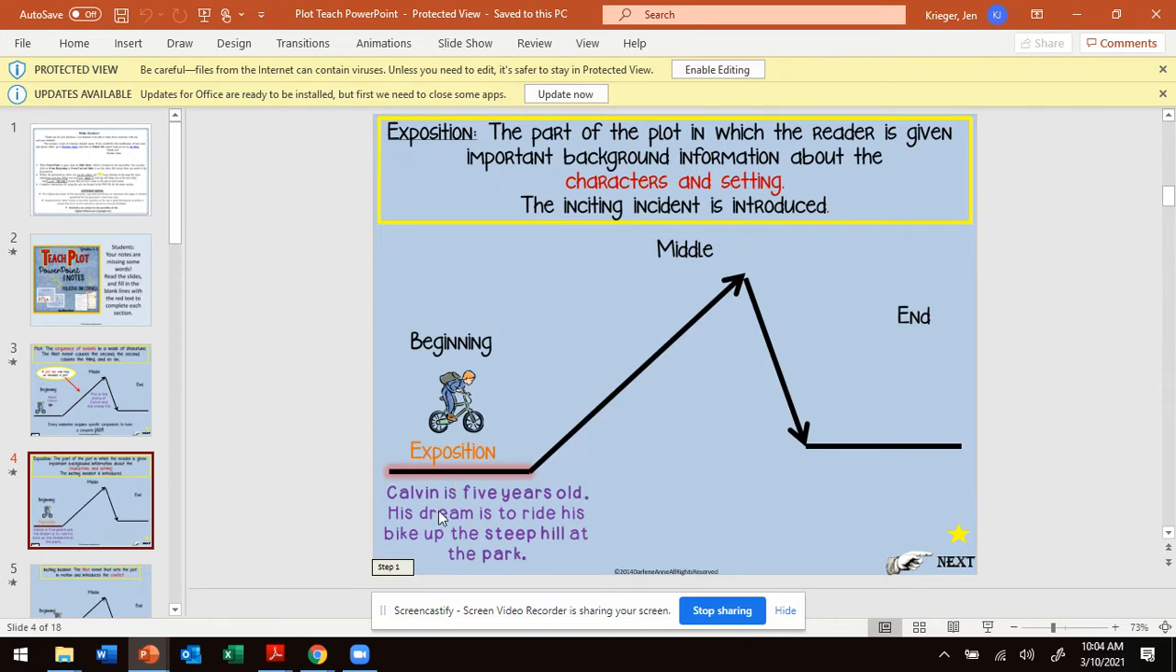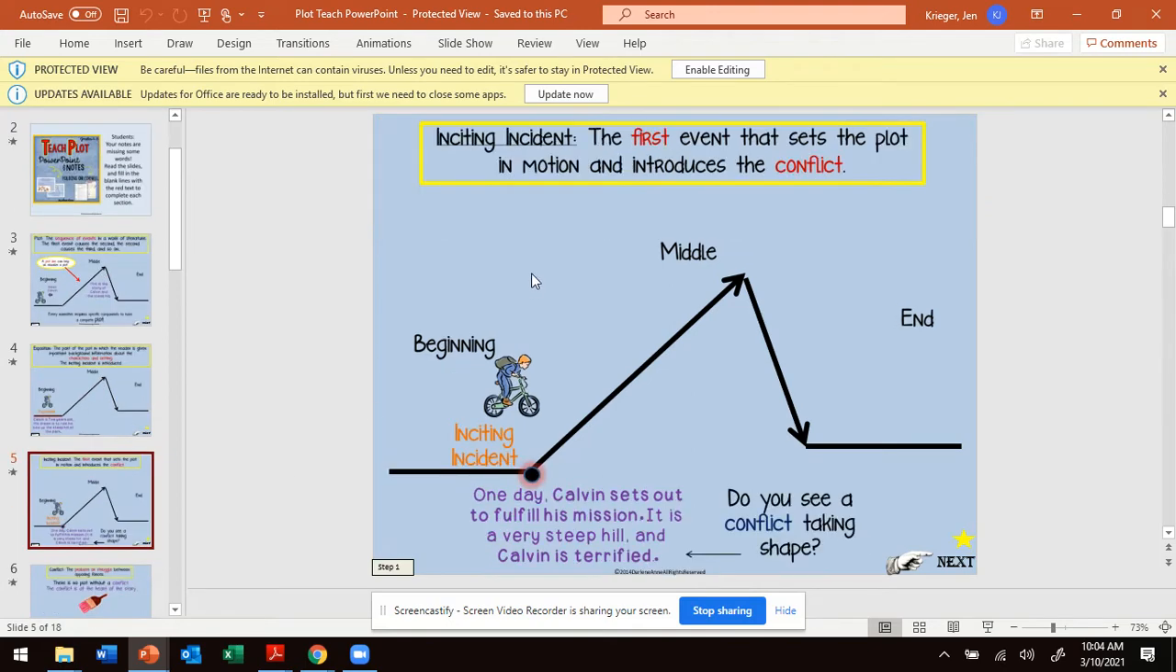This inciting incident is introduced. So in this story, Calvin is 5 years old. His dream is to ride his bike up the steep hill at the park. So we learn who the main character is. We learn the setting of the story. That incident is the first event that sets the plot in motion and introduces the conflict. That's what we say in fifth grade, instead of a problem.